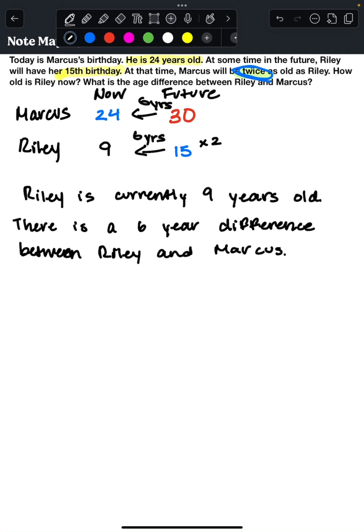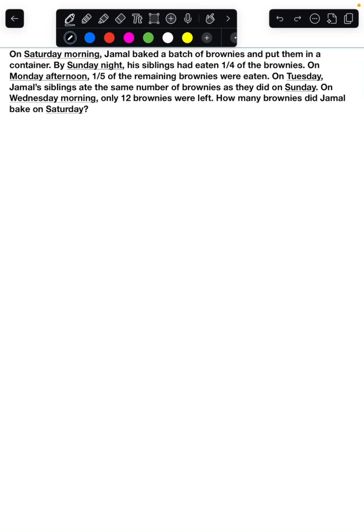Now that we've gotten number 1 figured out, let's move on to Module 5. Alright, moving on to Module 5. Our question is, on Saturday morning, Jamal baked a batch of brownies and put them in a container.